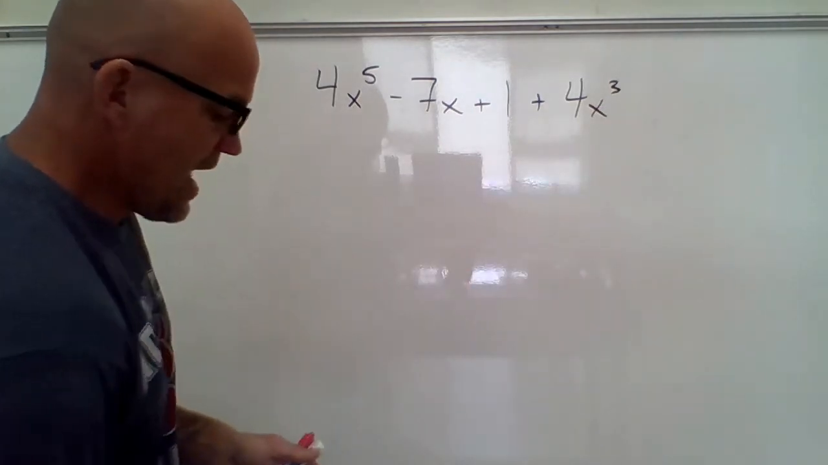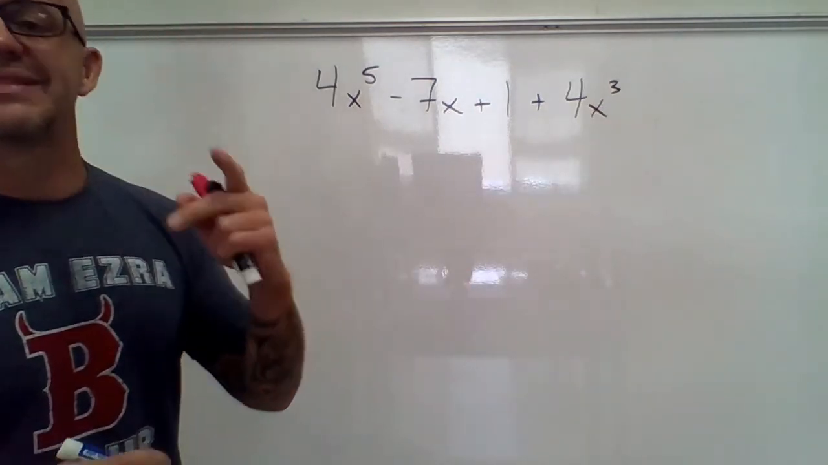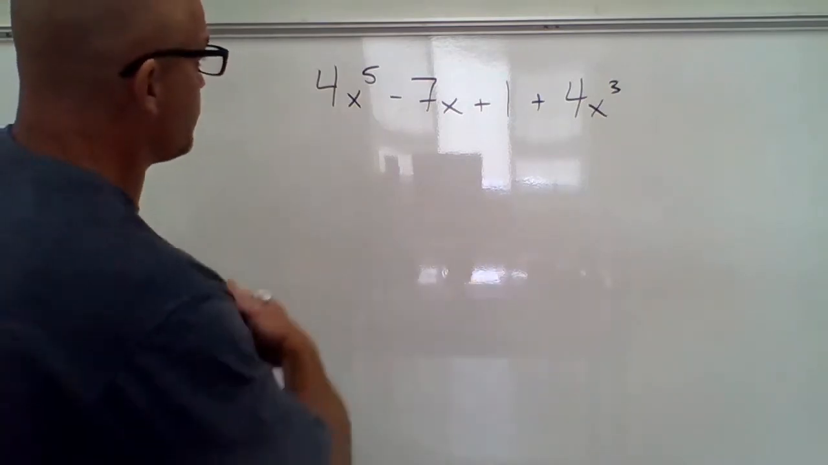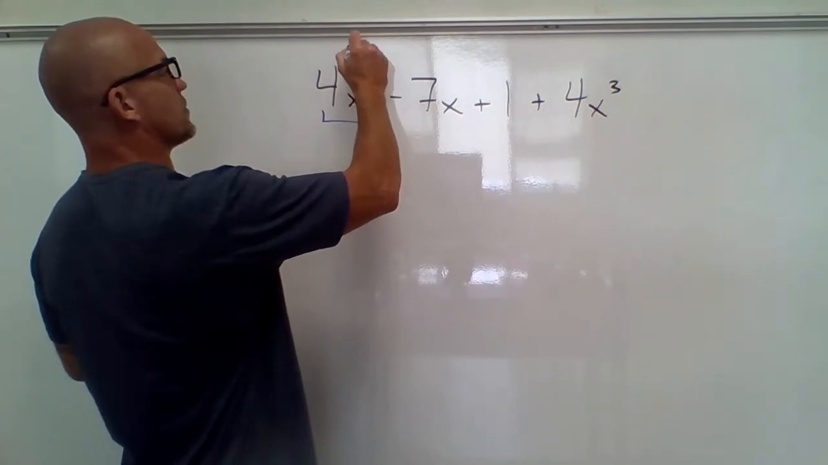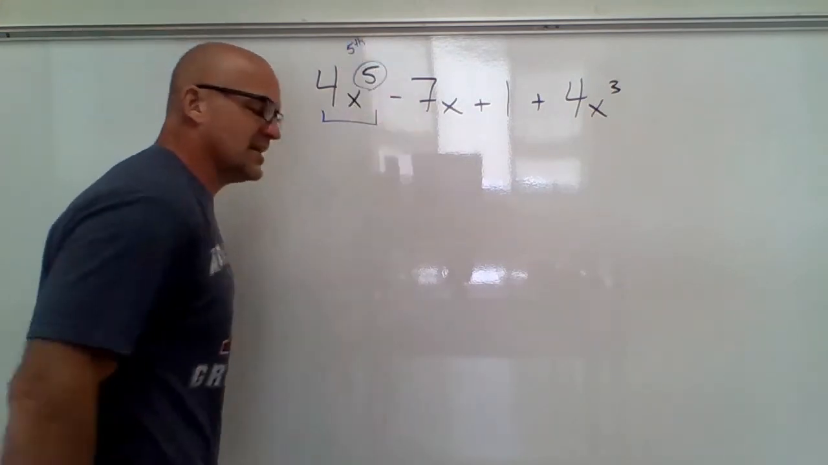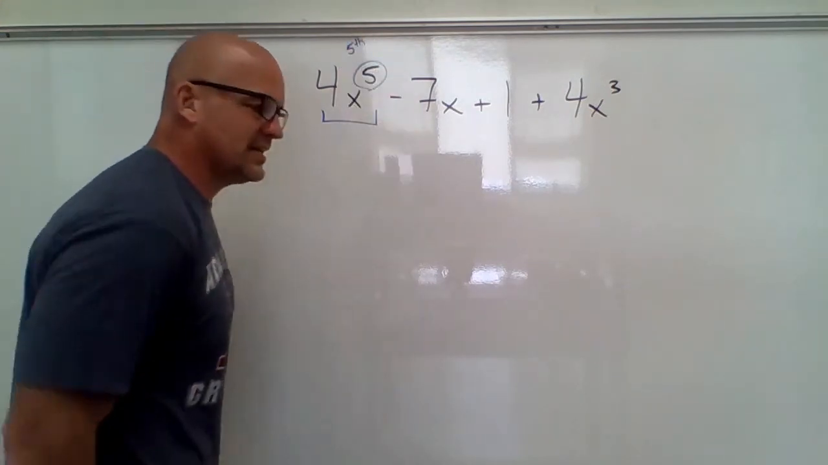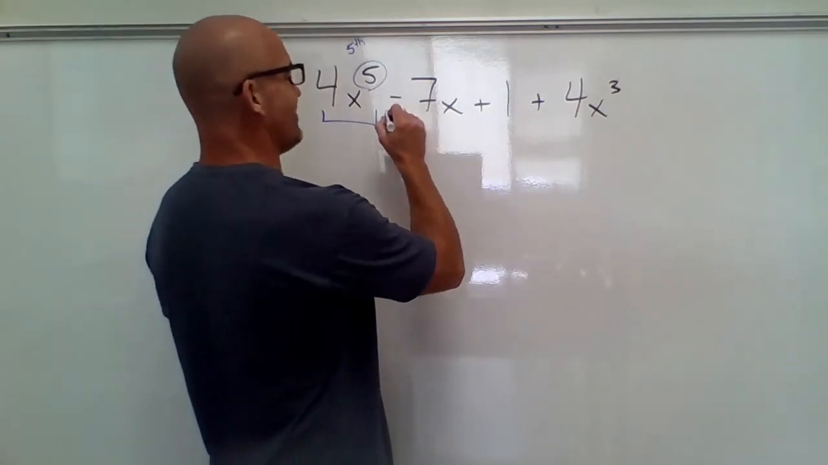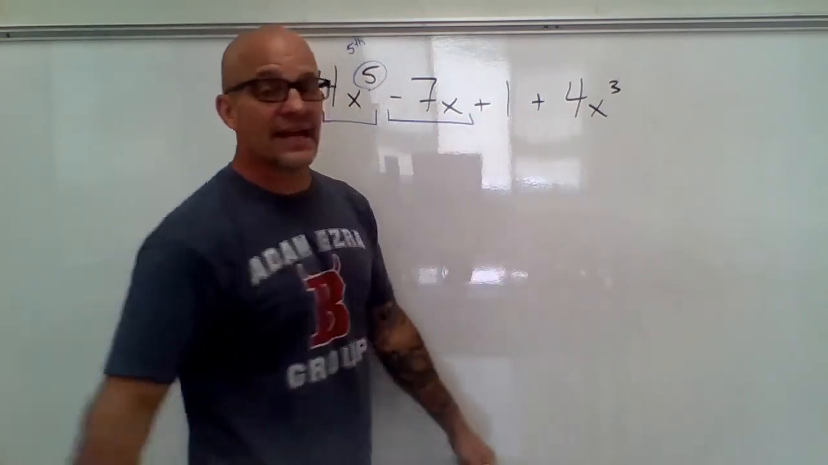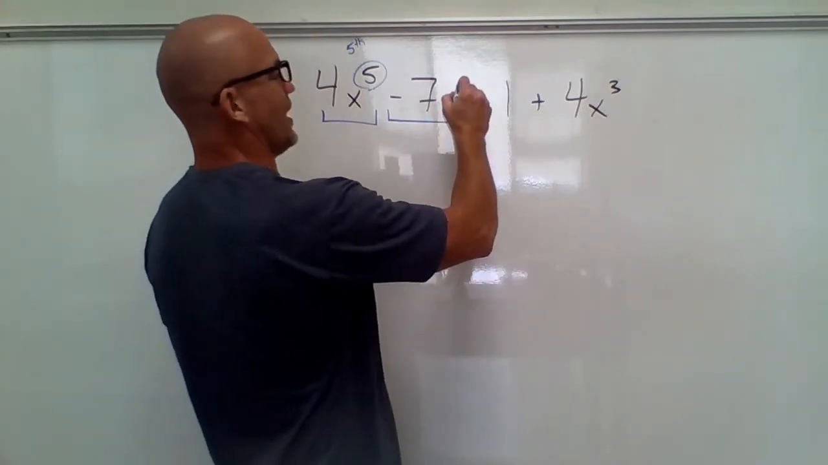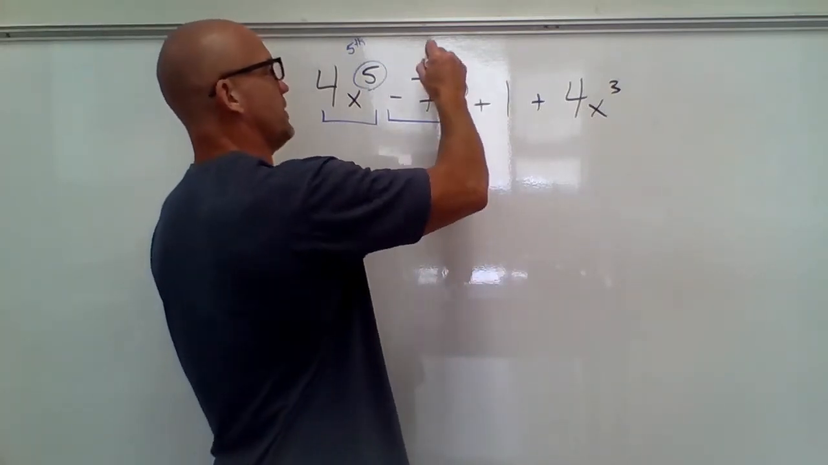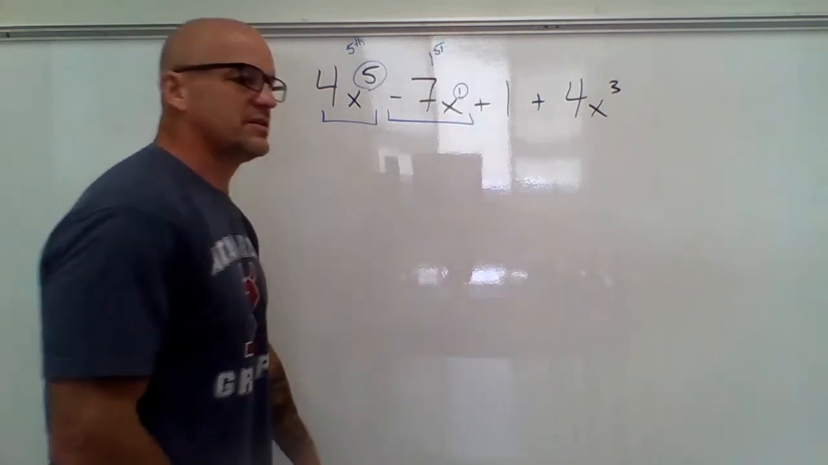Now, if we look at the degrees of those terms, that will help us find the degree of the polynomial. The degree of this term is 5th degree. Why? Because its variable has an exponent of 5. Then I have this 7x here. That has a degree of 1. Why? Because its exponent is technically 1. We don't usually put it in there, but it's a 1st degree term.